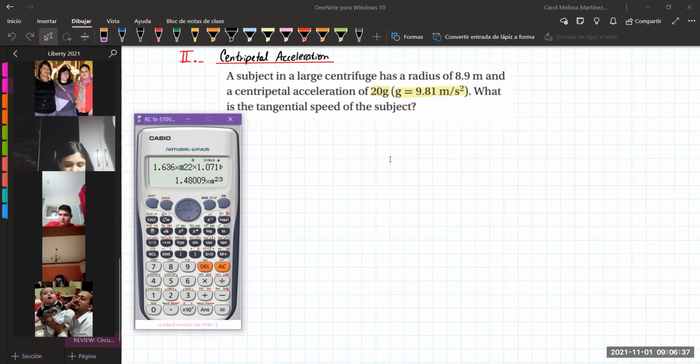Now, how do you understand this concept in the end? 20 g means 20 times gravity. The value of gravity times 20 is going to be the centripetal acceleration. That's what 20g means. If it says 15g, it is 15 times gravity. Okay?